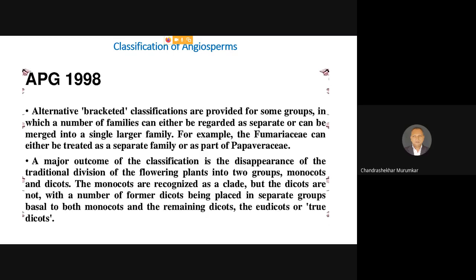A major outcome of the family classification is the disappearance of the traditional division of flowering plants into two groups, monocots and dicots. Such a distinctness is not there, because they cannot be called monocot and dicot, as they are showing a parallel relationship and closeness together. The monocots are recognized as a clade, but the dicots are not, with a number of former dicots being placed in a separate group, basal to both monocots and remaining dicots, that is called the eudicots or true dicots.